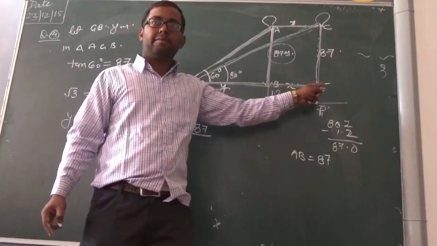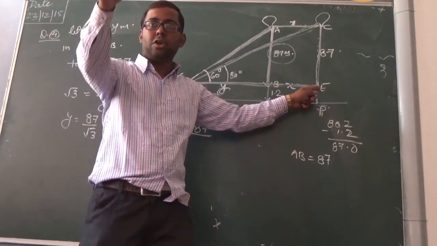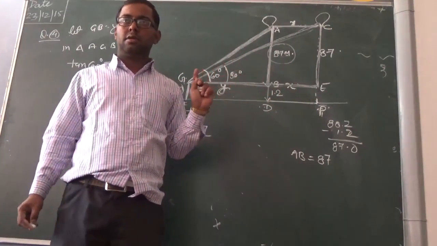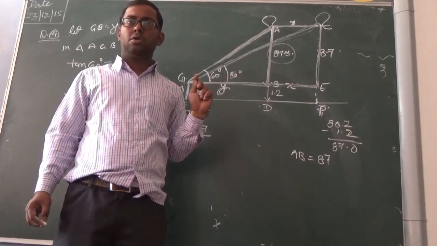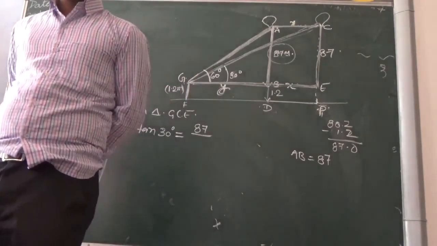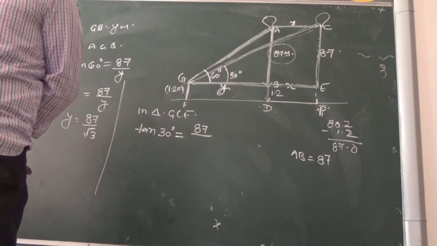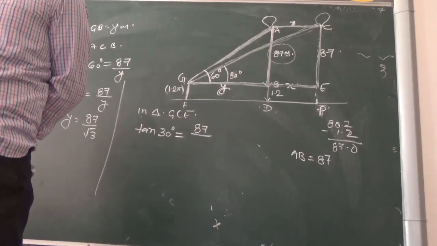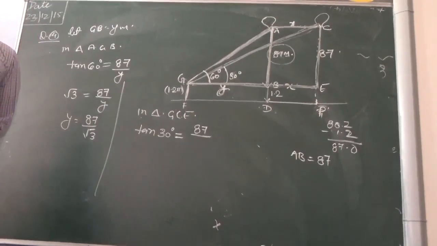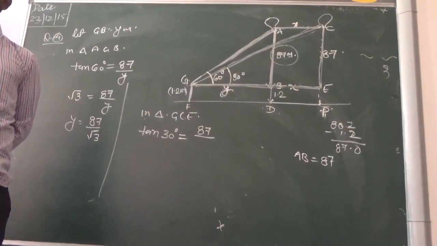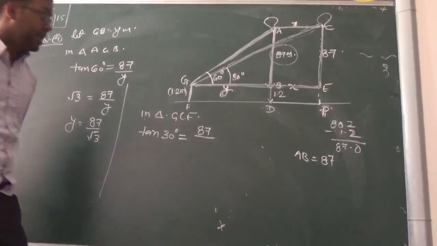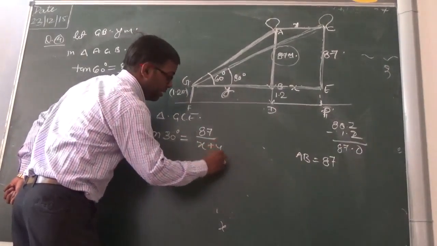tan 30 degree is equals to perpendicular, how much is it? 87, divided by base. What is the length of the base here? X plus y. Yes, correct. X plus y.